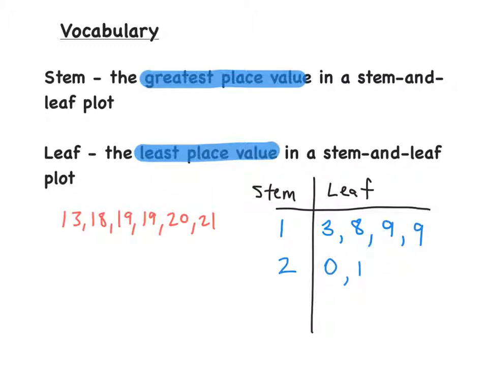So this is just a different way of displaying data. Instead of writing them all out like 13, 18, 19, 19, 20, 21, we could just write it out as 1, and 3, which is 13. This is 18, 19, 19, 20, and 21.